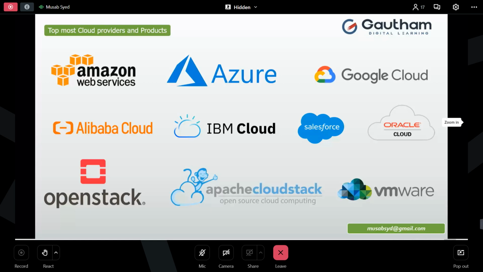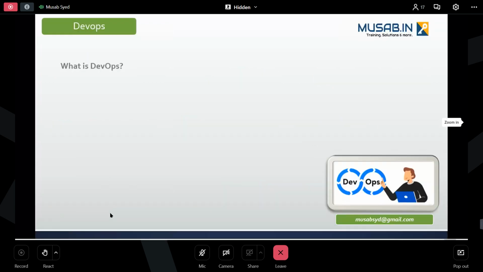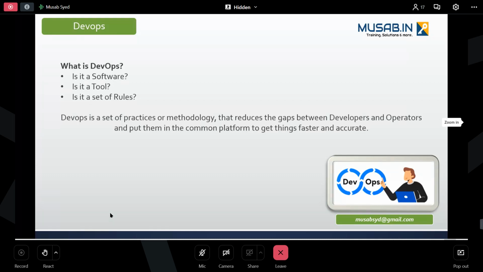Okay, now let's go to our next part, DevOps. Now, basically, what is DevOps? Is it a software? Is it a tool? Is it a set of rules or what? Now, basically, guys, DevOps is not software. DevOps is not a tool. It is not a set of rules. But basically, guys, DevOps is a set of practices or methodology that reduces the gaps between developers and operators.